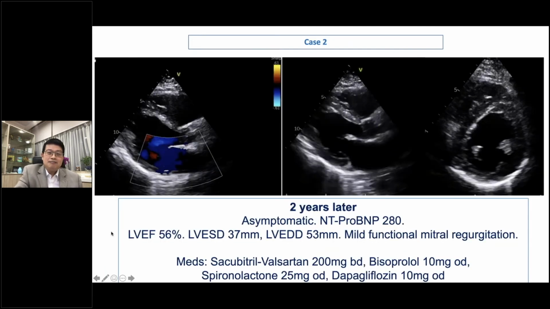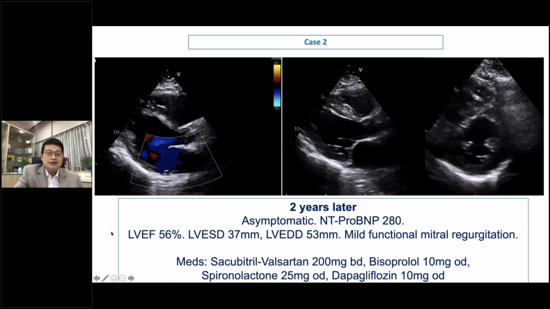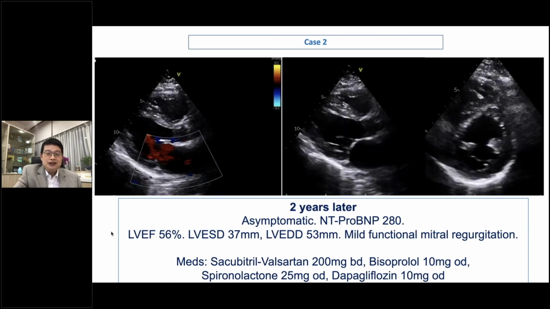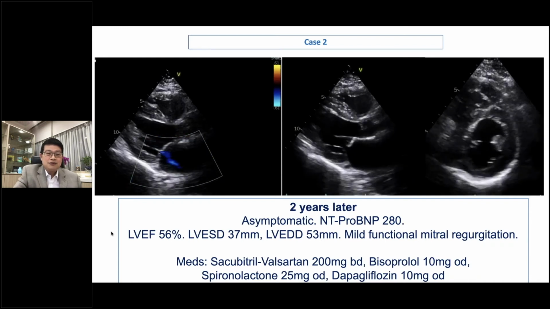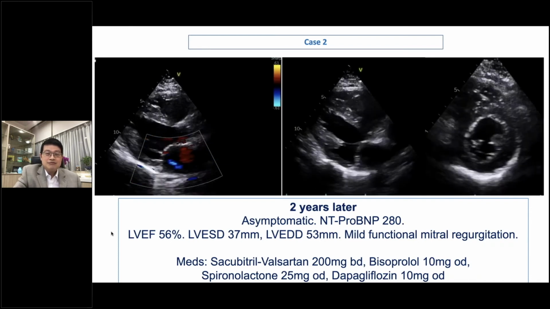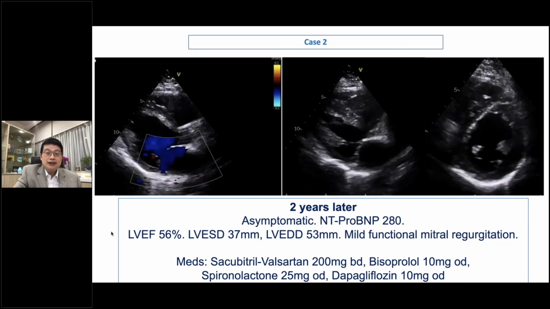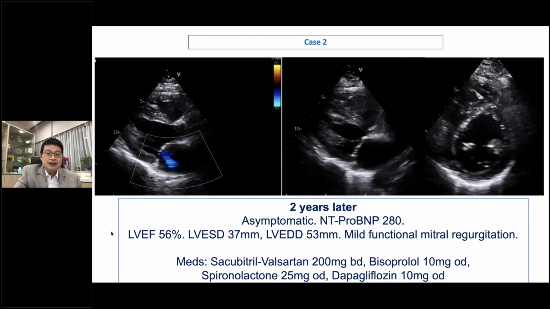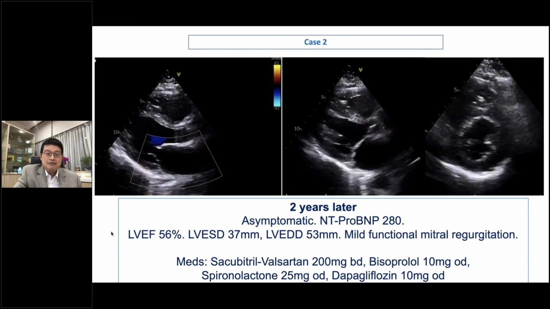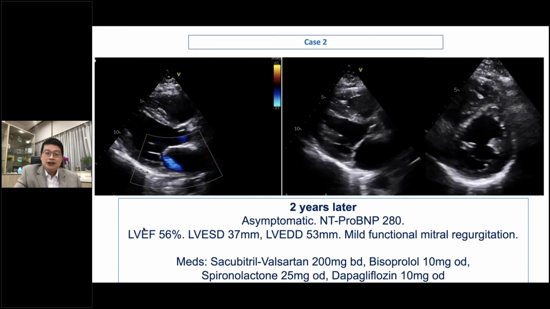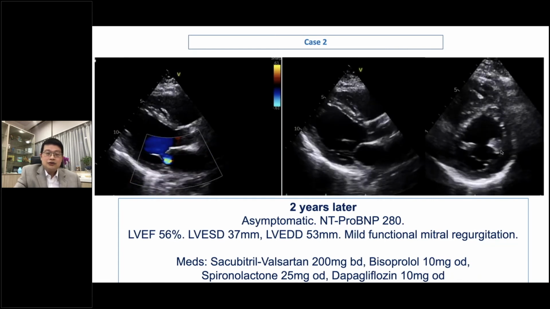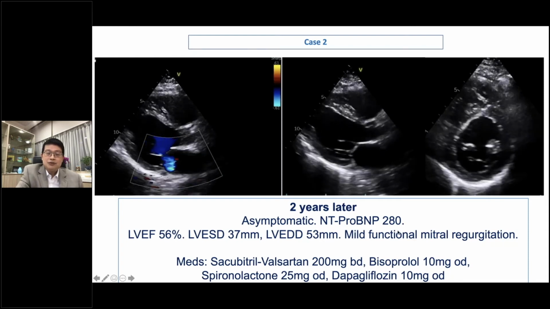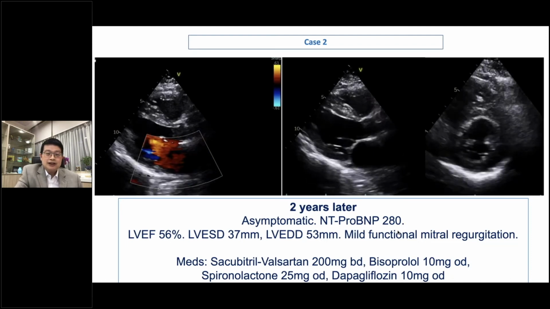This is 2 years later, so you can see that the patient is now asymptomatic. That same patient, his NT-proBNP had reduced to 280. His left ventricle improved significantly, EF is now 56%. The LV is in fact a normal size now. LV systolic diameter of 37 millimeter, end-diastolic diameter of 53 millimeter. The mitral regurgitation was mild in severity. He's now on the Entresto of 200 milligrams twice a day, bisoprolol of 10 milligrams once a day, spironolactone, and dapagliflozin.